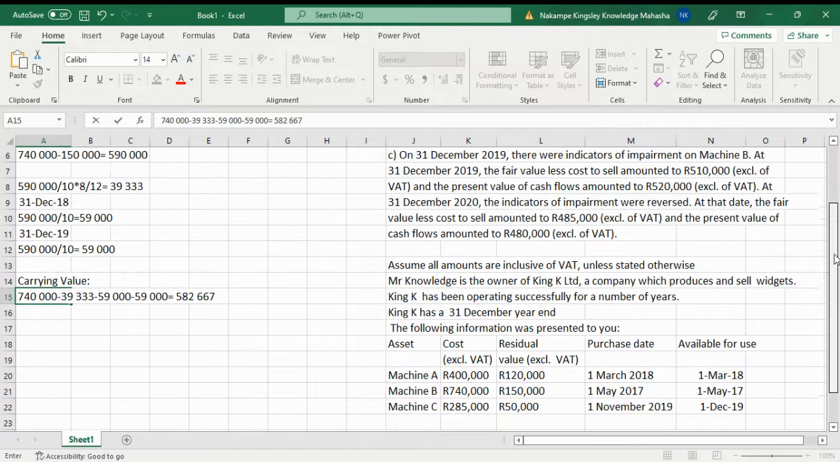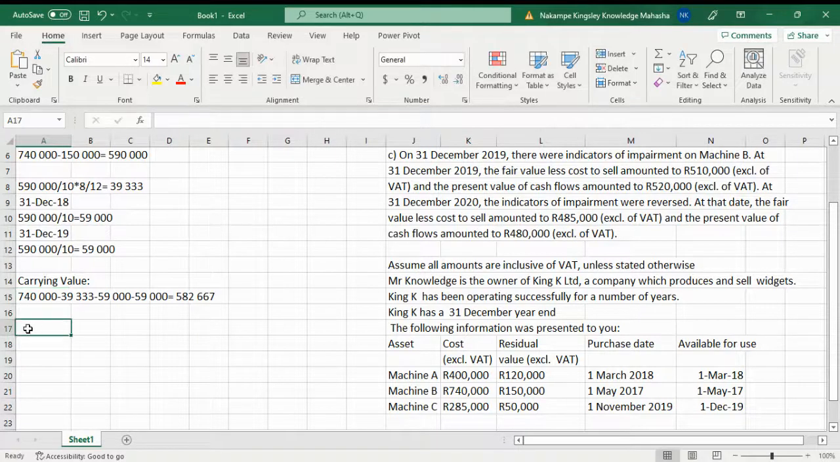But when you come to information C, it says that there were indicators of impairment on the 31st December 2019. The fair value less the cost to sell was 520. And then the present value of cash flow amounted to 120. Remember, when we do the impairment, we take the bigger amount of these, right? And then we impair to it, right? This is called the recoverable amount. So if you want to recover something, you can't take the smaller one, you're going to take the bigger one, right? So we are going to take the amount of 520,000.